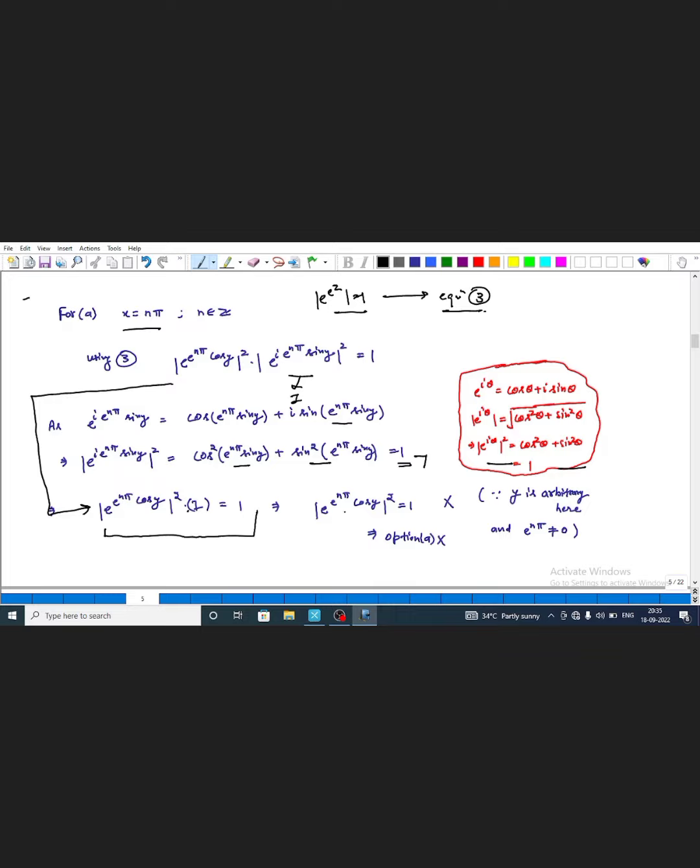This implies that the square of the modulus of e^(nπ) cos y is equal to 1. Actually, in general, this equation is incorrect because y is arbitrary, and for every integer n, e^(nπ) cannot be equal to 0. This implies that option A is incorrect.